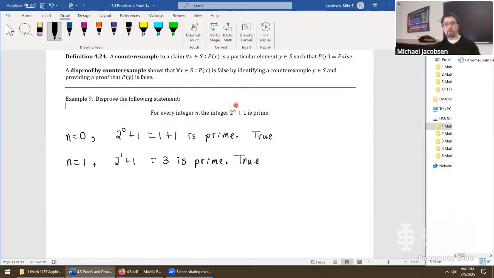True again, so we keep going. Kind of methodical work. n equals 2 next. Here, that will be 2 power 2 plus 1. We're on the next prime number, 5 is prime. So true, and then update to the next integer.